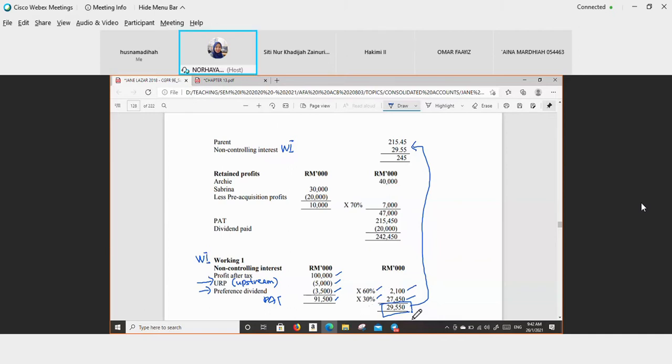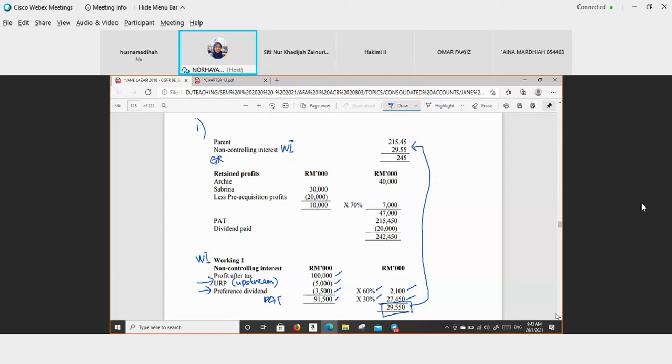And then, after the first part. In the first part, you are required to prepare the group statement of profit or loss. And then the second part, you are required to calculate the group retained profit opening, right? Correct, Khadijah? Correct. Okay, which is this one.